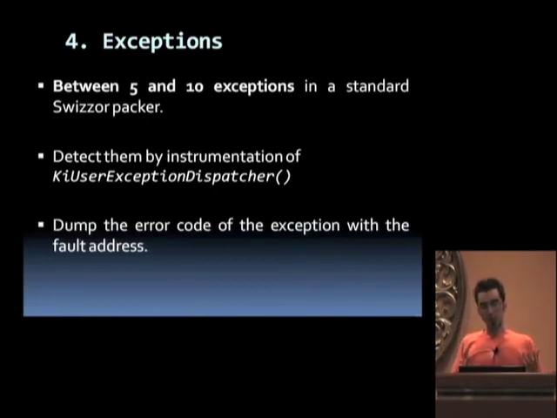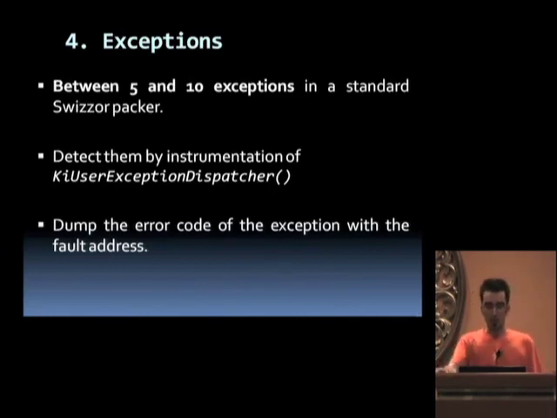To detect the exception, we basically just instrument the routine that is responsible for managing the exceptions on Windows XP, so KiUserExceptionDispatcher. But always the same idea: we detect the exception, that's cool, but we can do better. We can gather information dynamically, so we dump the error code of the exception and the fault address, that is the address of the instruction that is responsible for the exception.